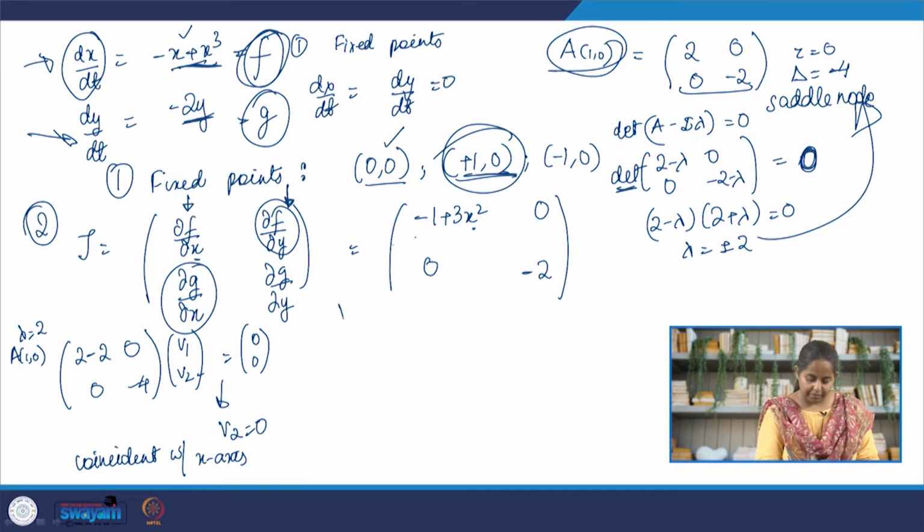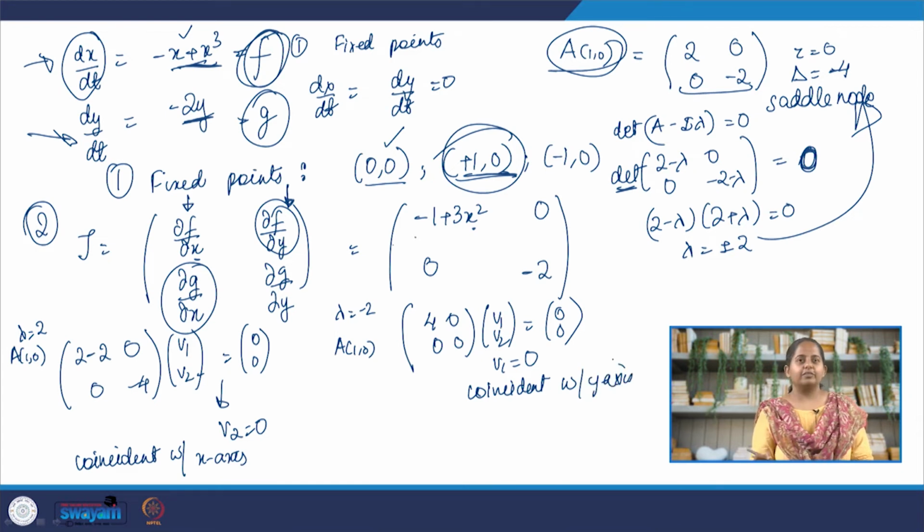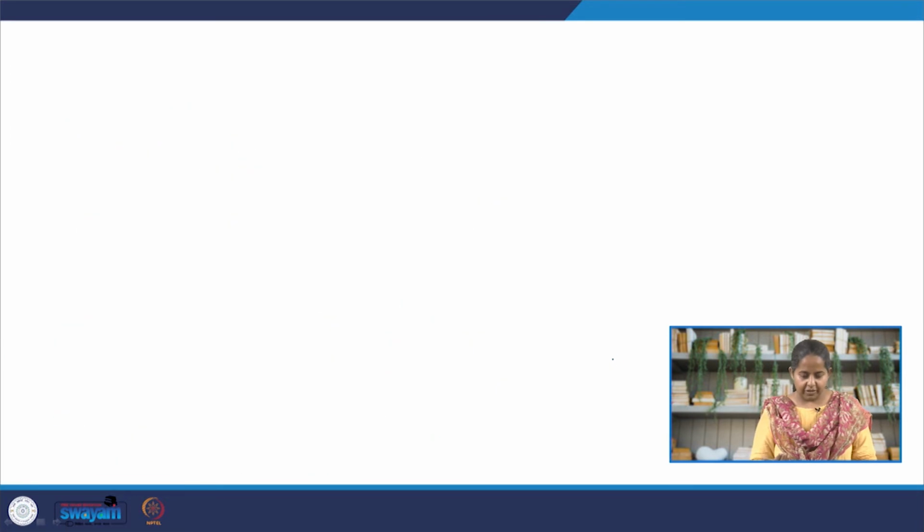Now, what happens when lambda is equal to minus 2 and we are talking about fixed point 1, 0. So, in this case V1 becomes equal to 0, which means our eigenvector is coincident with the y-axis. Now, what I would like to do is, on a fresh slide, list down and summarize all the information that we are gathering here so that we can draw the phase portrait easily. So, I will take this slide.